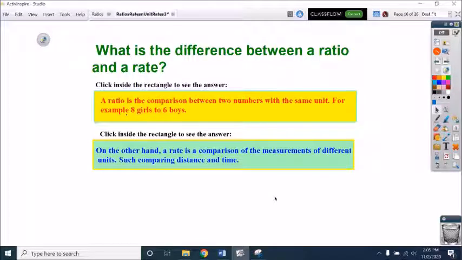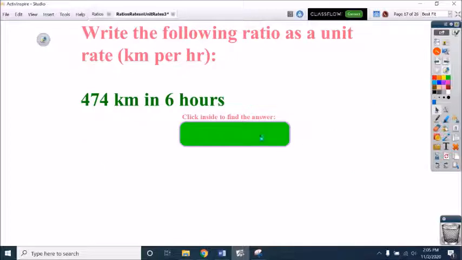What is the difference between a ratio and a rate? Here you are comparing humans to humans. But as a rate, it is comparing different units like distance and time, like price and pound. Those are different types of units. These are the same types of units. So that is, again, this is a rate. This is a unit rate for that.